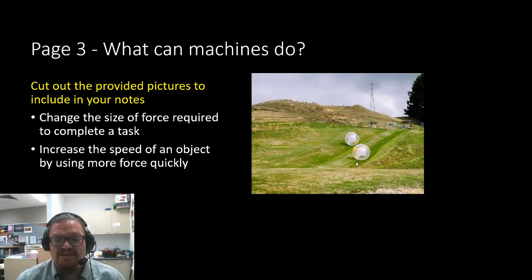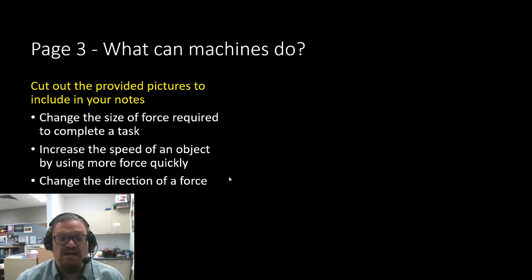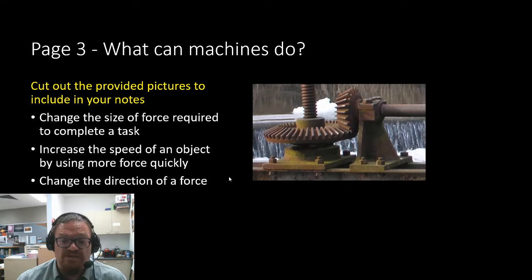Again, here we've got an example, a wheel rolling down a hill, and certainly it's faster to get that rolling action happening than to just walk down the hill. Right? It can also change the direction of a force.